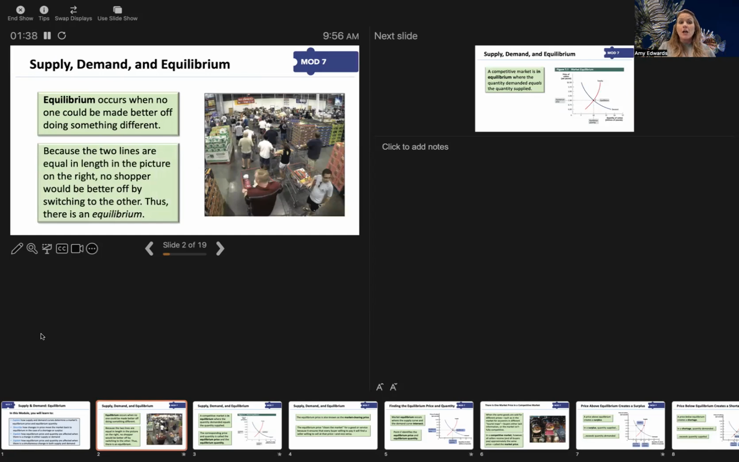And because the two lines are equal length, like if we look here, we've got people trying to check out. Looks like that might be Costco. But since both lines are the exact same length, you're just going to pick one or the other. No shopper would be better off by switching lines. Sometimes we've been in places where we're like, ooh, that line's shorter, and we go get in it. And then sometimes you get in the shorter line and someone takes long and you end up taking longer. It always makes me mad at the bank. But if we're not going to be better off, you're just going to pick either line. That's what equilibrium is.